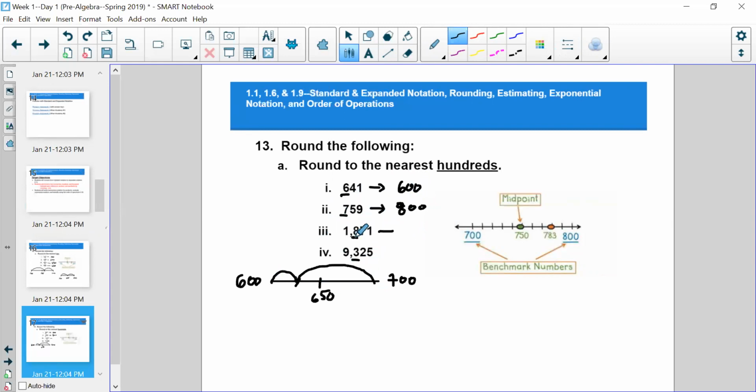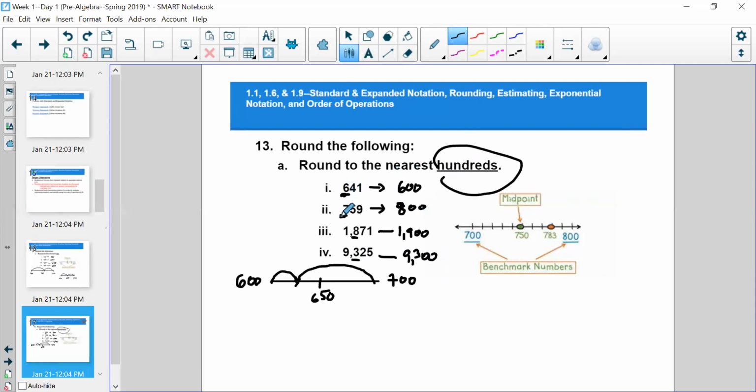This one is 800, 7 tens. So this would actually round up to 1,900. And then 9,325, we're looking at the 2 tens, and it would not round up to 9,400, so it would be 9,300. Again, you're looking at, identify the place value that's discussed, hundreds.